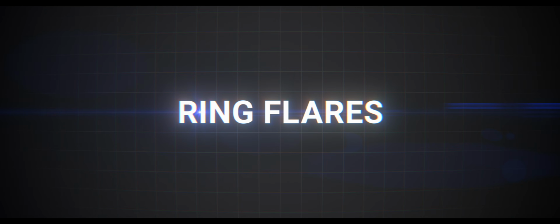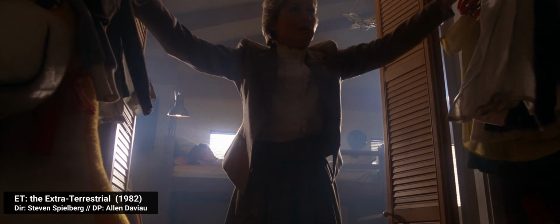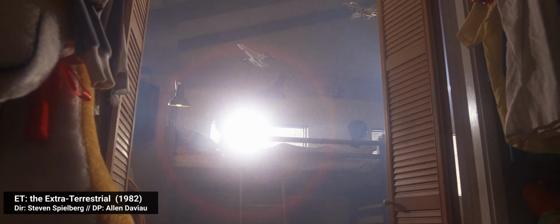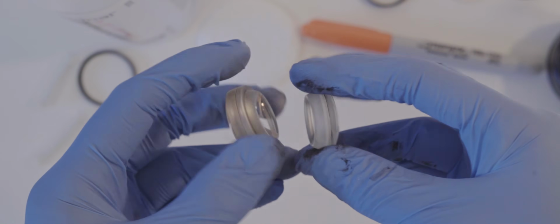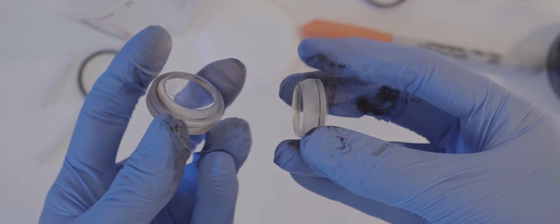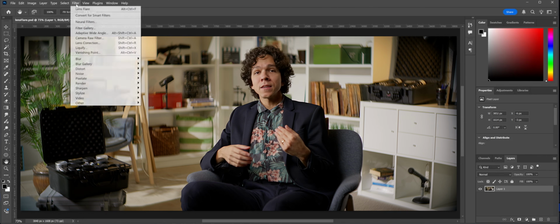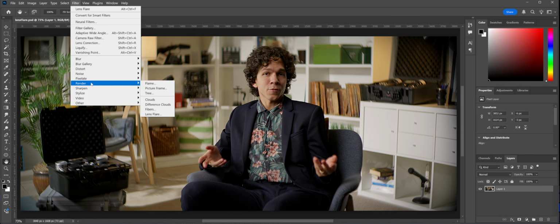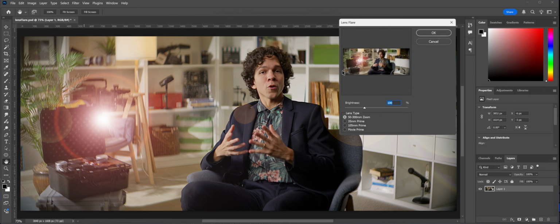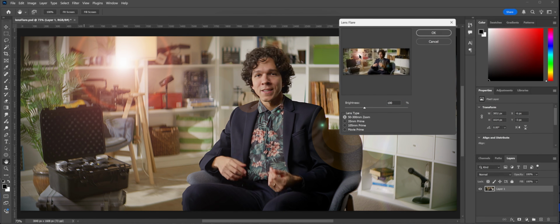Ring flares are also created by element edges or the rim of the barrel of the lens. If the edges of a lens element are not blackened, light can bounce on it, creating these Photoshop-like lens flares with a perfect circle around the light source.